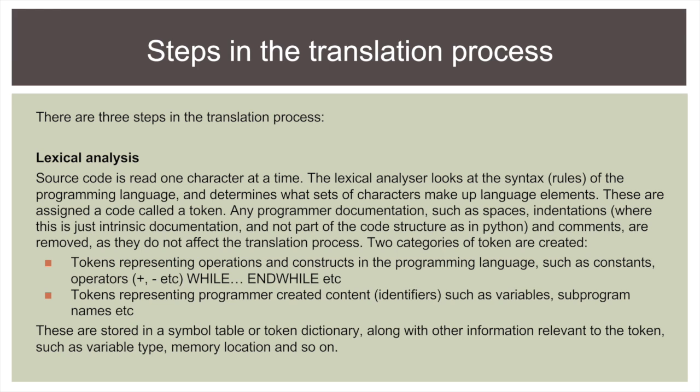There's 2 types of tokens. There's the ones that are created for elements which are actually in the programming language, such as constants, operators, and, or, not, while, for, next, if, and so on. There's also tokens representing the programmer content, such as identifiers, so things like variable names, subprogram names, etc. And all these tokens are stored in a token dictionary or a symbol table, along with the other relevant information of the token, so things like variable types, memory locations, and so on.